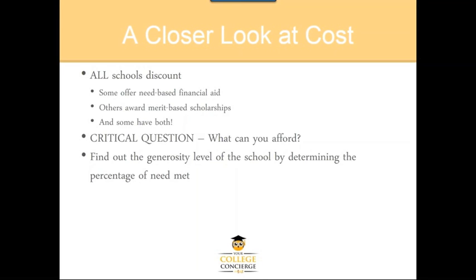When I say most people, I mean two-thirds of all families are going to get some type of a discount. Some of those discounts are going to be in the form of need-based aid, and some of them are going to be in the form of merit-based scholarships. And of course, there will be some schools that offer both merit-based awards as well as need-based grants. So it's very important that you ask this question of what you can afford. A lot of times we look at what the college can offer us and what we can get, but it's also very important to look at the other side of the coin and ask yourself, what is it that we can actually afford? And then what you want to identify is the generosity level of the specific school.